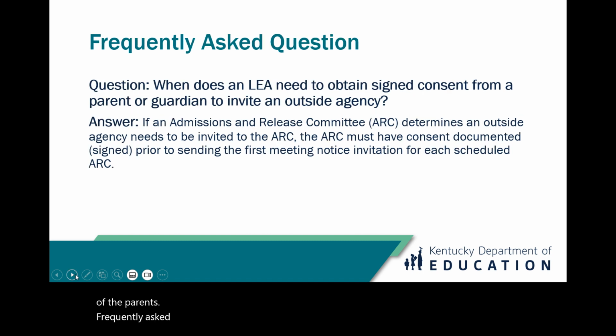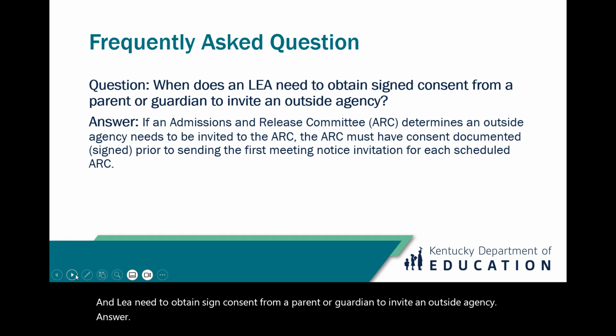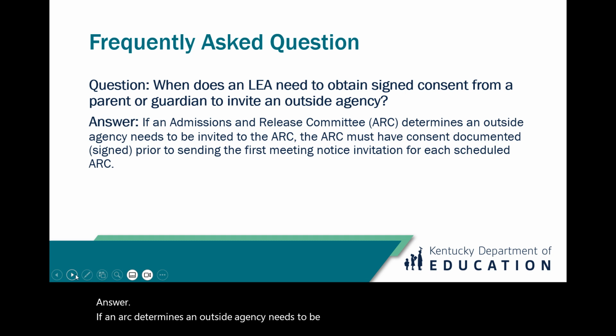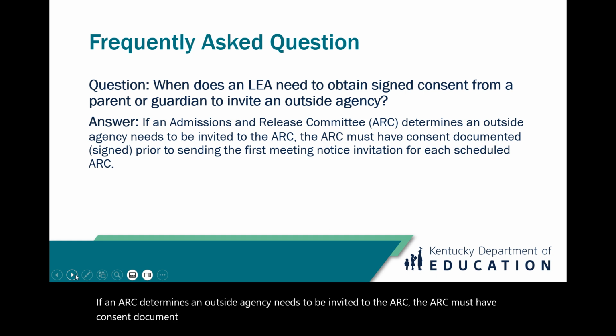Frequently asked question. Question: when does an LEA need to obtain signed consent from a parent or guardian to invite an outside agency? Answer: if an ARC determines an outside agency needs to be invited to the ARC, the LEA must have consent documented, signed, prior to sending the first meeting notice invitation to each scheduled ARC.